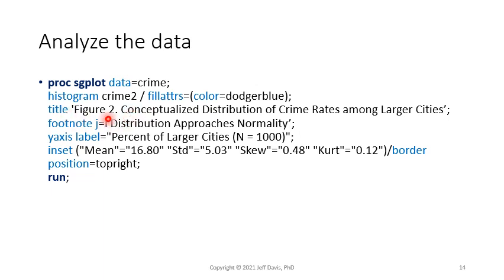For crime 2, like I said, much of the same type of information. I have a title, Figure 2, conceptualized distribution of crime rates among larger cities. Distribution approaches normality. Y-axis label, percent of larger cities, n equals 1,000. And then for the inset, mean 16.8, 5.03 for the standard deviation, skewness, kurtosis, border, position top right.